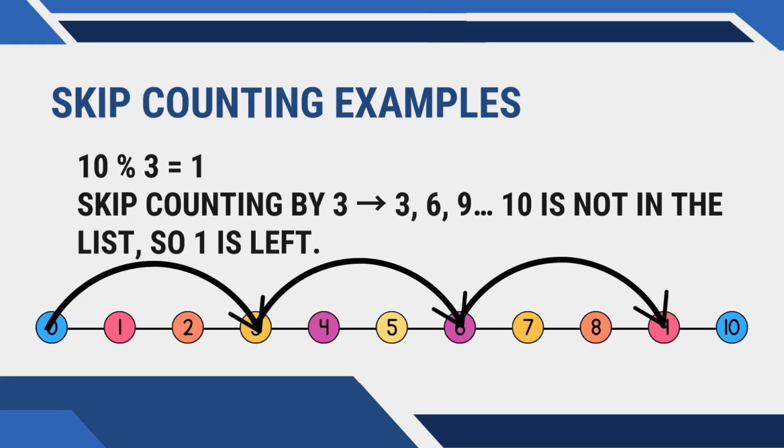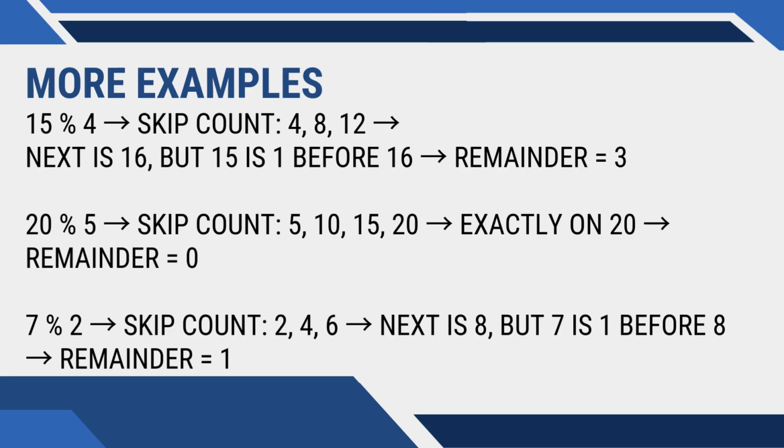Another way to understand modulo is through skip counting. Let's say we skip count by 3 to 3, 6, 9. The next number would be 12, but 10 is in between. So what's left over after 9 is just 1. That's why 10 modulo 3 equals 1. Let's practice more with skip counting.